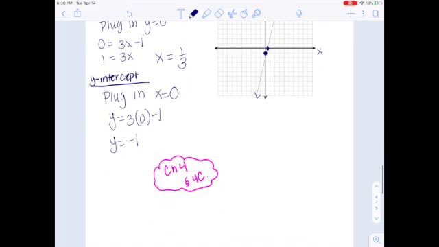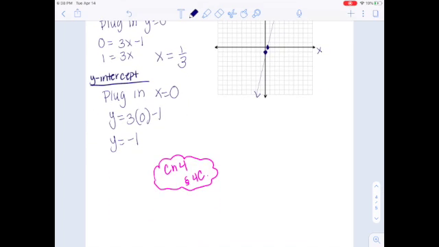All right, so that is a quick, simple graph your equations of lines type of lesson.